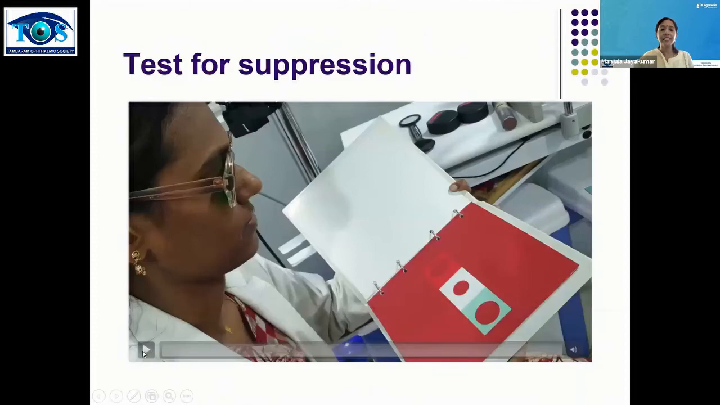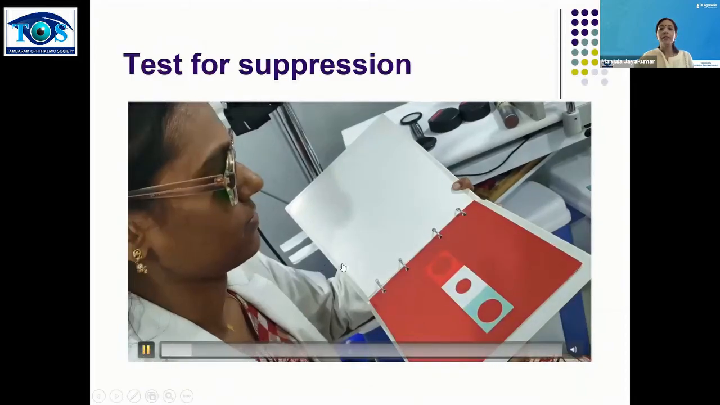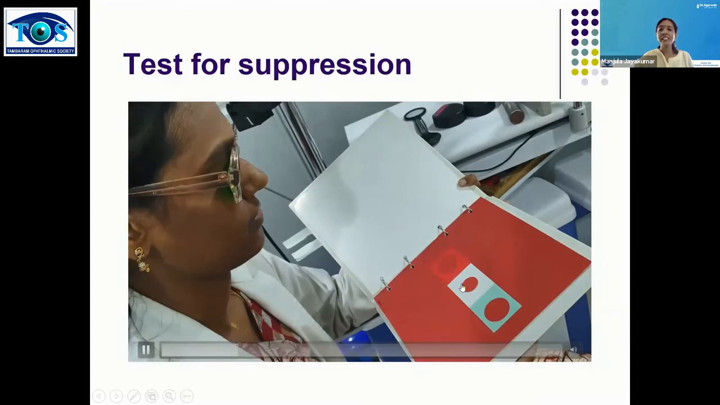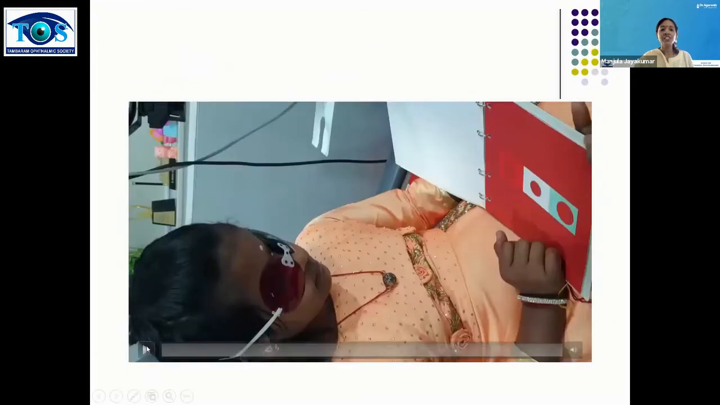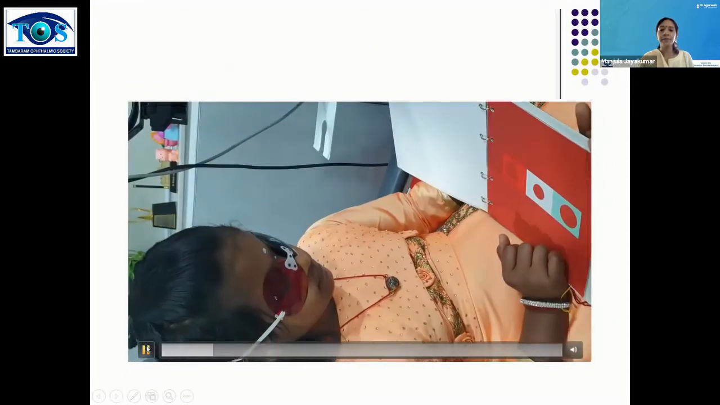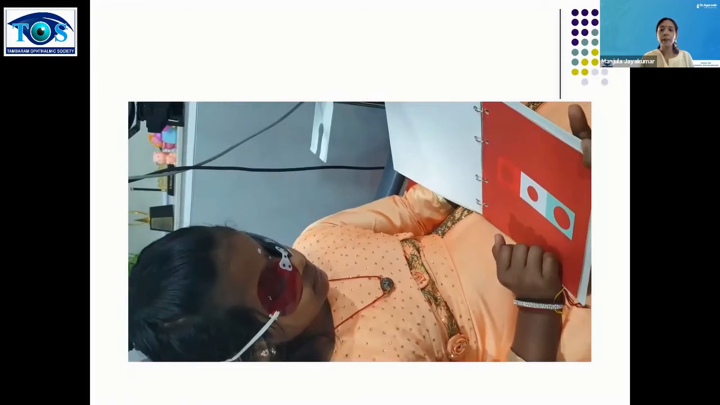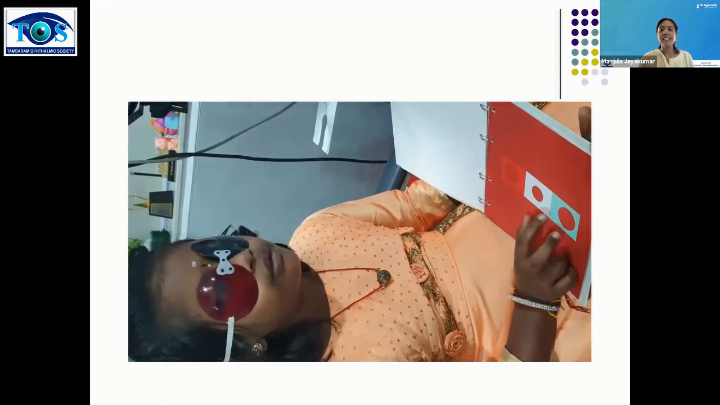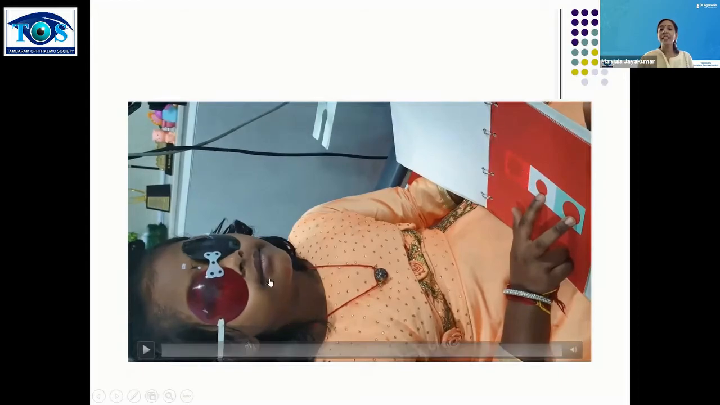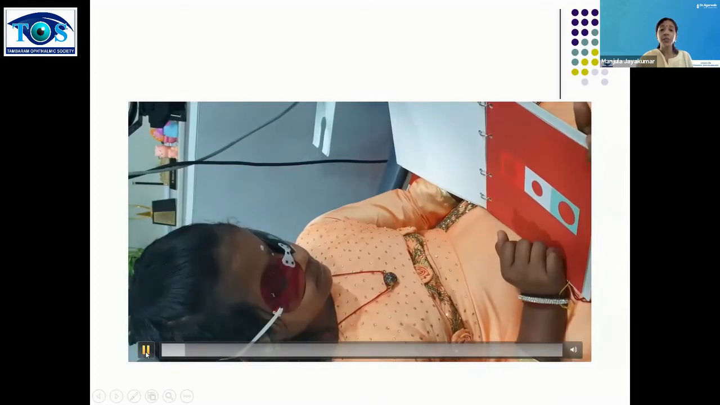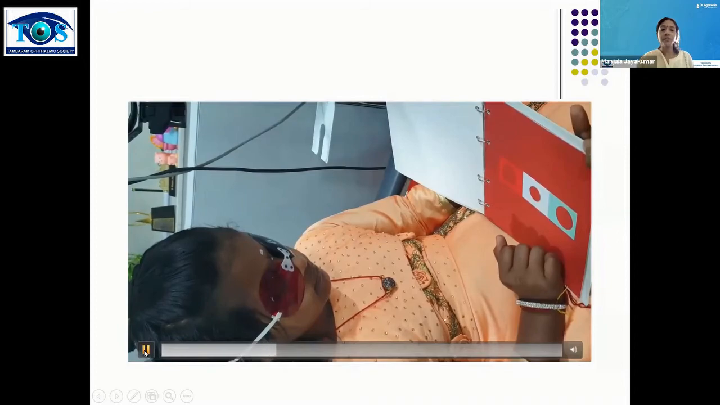Test for suppression, yes, you have to do that. This girl does not have suppression. She sees all the 3 targets. She says, I see all the 3. But this particular child will see only 2. Watch. I see only these 2. So with the suppression, she doesn't see this. That means she suppresses the red eye. She sees the circle in the green, she sees the central circle, but she doesn't see the circle in the red. She suppresses. So you need to look for tests of suppression too. Okay, I think that's played.